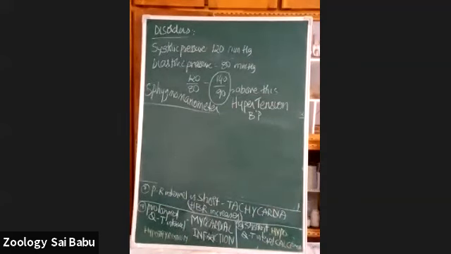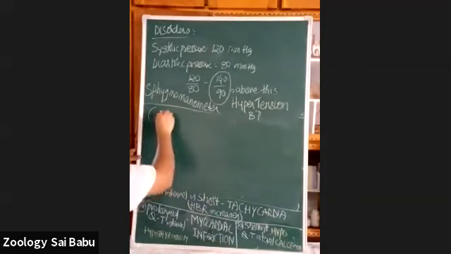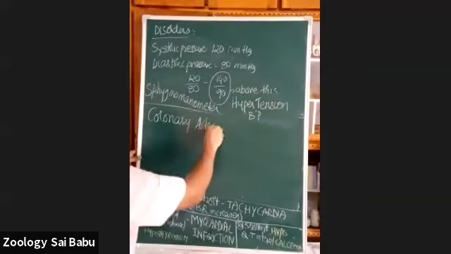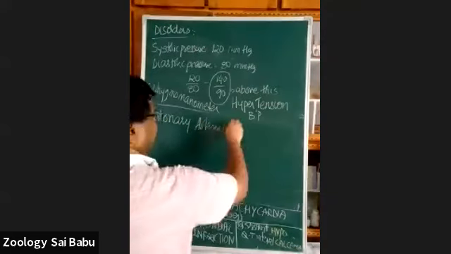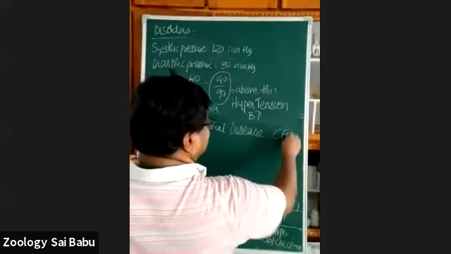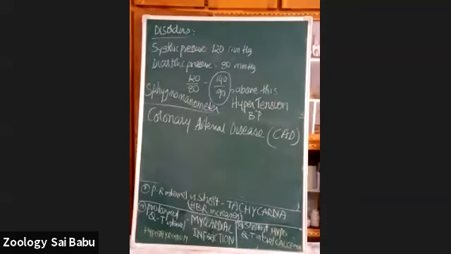Next, the next disorder we are learning is coronary arterial disease, represented as CAD. Coronary arterial disease, CAD. Now, first of all, we learn about atherosclerosis.